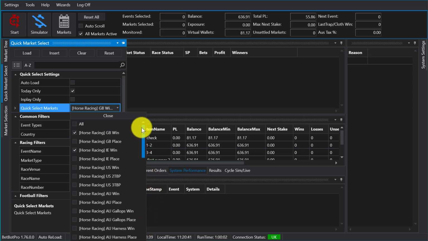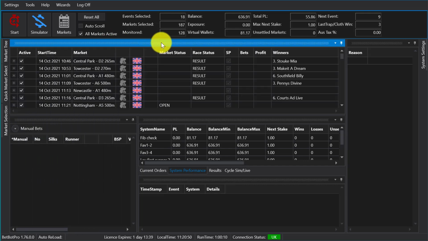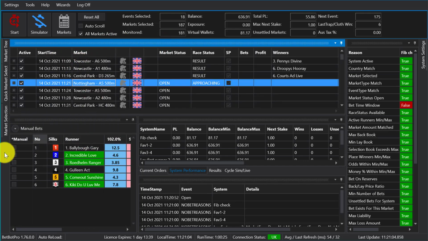Now I'm going to load the UK and Irish horse racing and greyhounds. So those are ticked, and I just click load here. And here they are. And your selections are here.